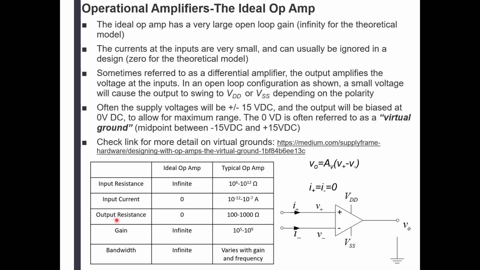Output resistance, ideally 0. Typically, see, it's not 0. Anywhere from 100 ohms to 1 kilo ohm. Gain, infinite. But we know the gain is limited by the power supply. The voltage on the output cannot go any further than the power supply. It just can't.